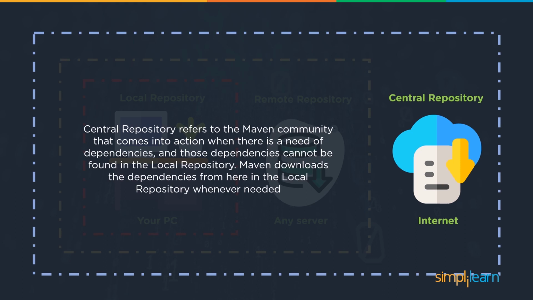So Maven downloads the dependencies from here into the local repository whenever they're needed. All these dependencies are cached locally, from where they can be referenced easily whenever we want to refer to them. So this is the way the three Maven repositories really help us with performing various kinds of automations.